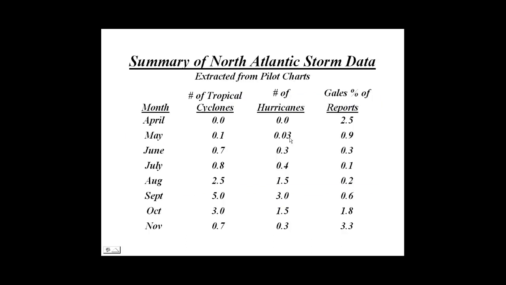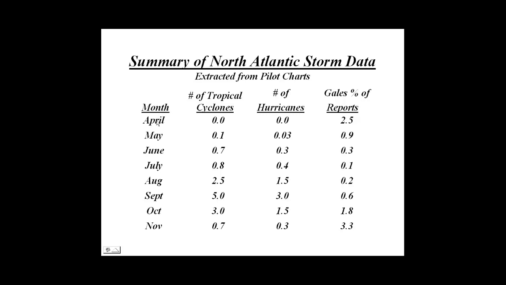And you can discover more of it by looking at this website. This is a summary of North Atlantic storm data that I extracted from the pilot charts, and I'll show you pilot charts in a little bit. But basically, this is a statistical, historical summary of tropical cyclones, hurricanes, and gales. And if you're going to sail, let's say, from Norfolk to Bermuda, you say to yourself, well, when's the best time to go? Well, let's look at this.